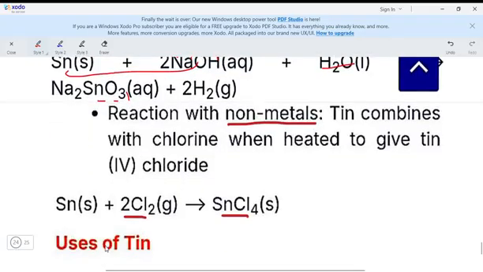Then it can react with non-metals. Tin can combine with non-metals like chlorine. When you heat it, it will give you tin 4 chloride, as you can see here, tin 4 chloride. So that is the reaction.